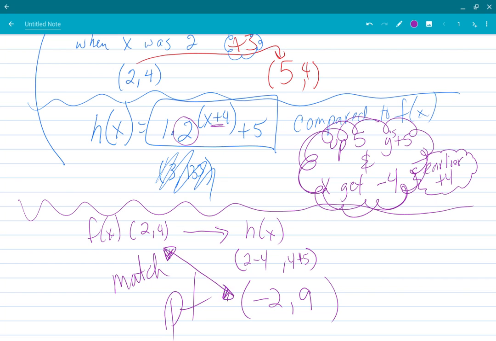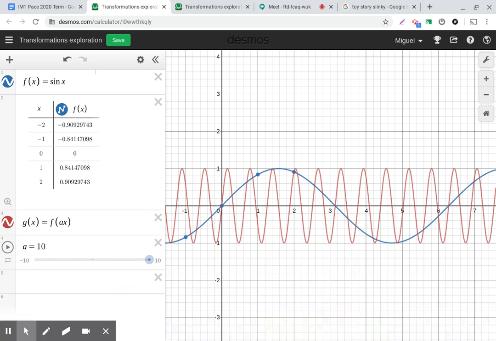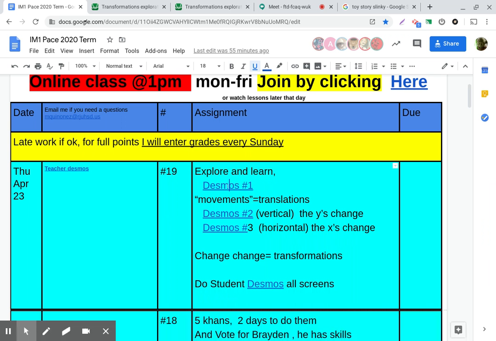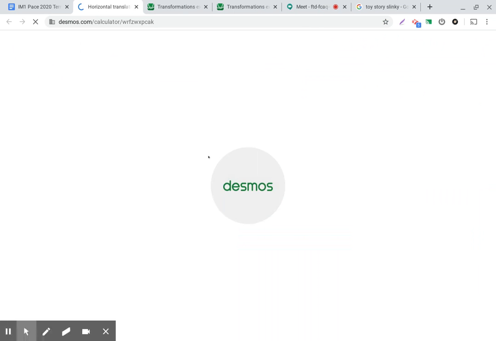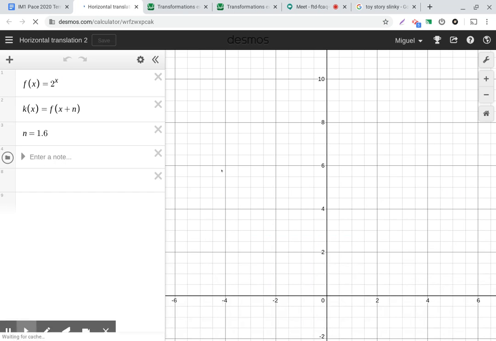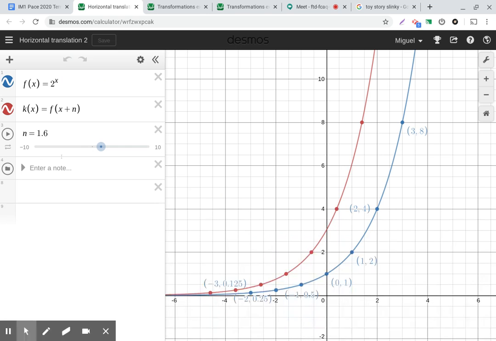Okay. All right. So that's your intro to vertical translations and horizontal translations. And transformations, we're not going to do that yet, right? I just kind of gave you an idea. On the link, I did give you a Desmos 3. So you don't have to do anything here. You're just going to look at it.